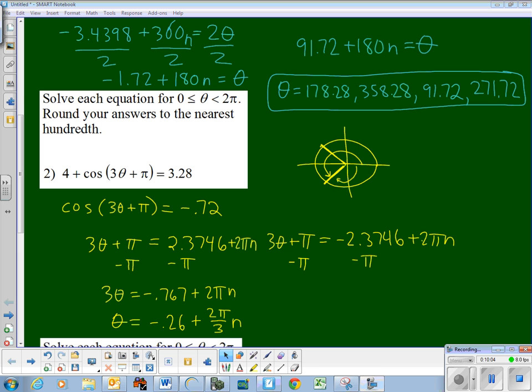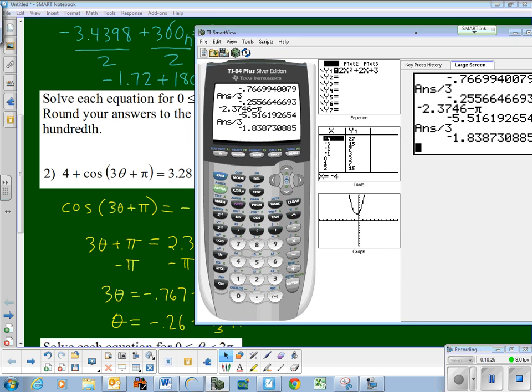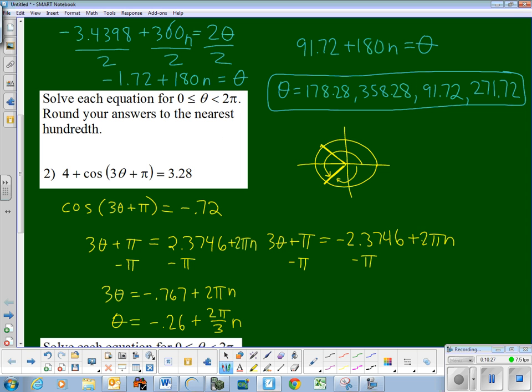And over on the right, I had negative 2.3746. And I need to subtract pi from that number, and then divide that number by 3. I get negative 1 point, let's just go at this point, negative 1.84. Theta equals negative 1.84. And I would have divided the 2 pi n by 3 again. 2 pi over 3 times n.